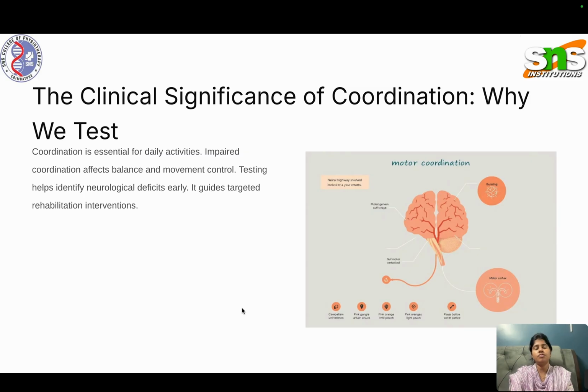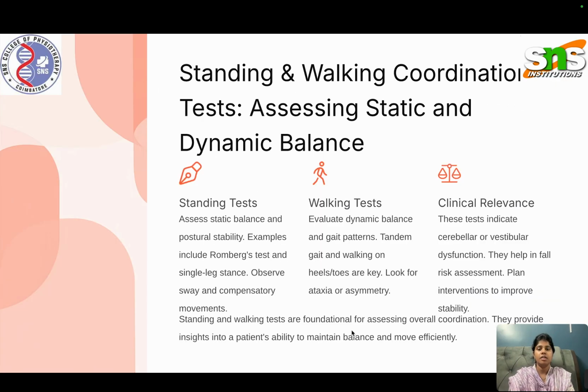The importance of coordination tests is that coordination is vital for functional movement. Impaired coordination affects balance, gait, and daily activities. Testing helps to identify the neurological deficits of the patient and to localize cerebellar or sensory involvement. So we'll be able to understand where the problem is present, and we can frame a guide for the rehabilitation planning of the patient with the help of it.